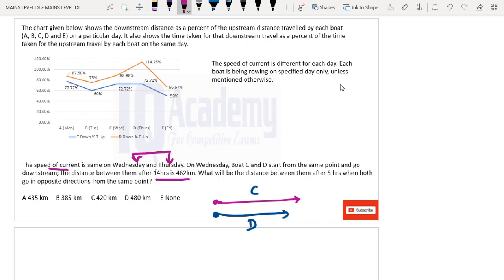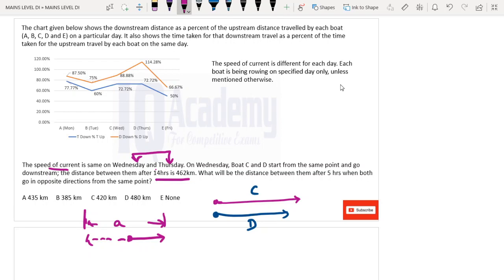What will be the distance between them after 5 hours when both go in opposite directions from the same point? If both go in the opposite direction from the same point, what will be the distance between them? This is what they have asked for. So how to solve this question?